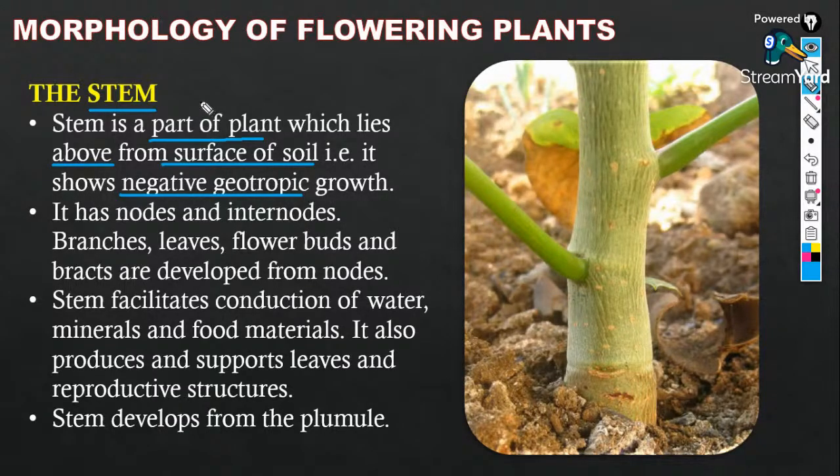How can you distinguish a stem from a root? The stem has characteristic features such as nodes and internodes. This is very important. This is a previous year NEET question as well. The stem can be distinguished from roots by the presence of nodes and internodes.